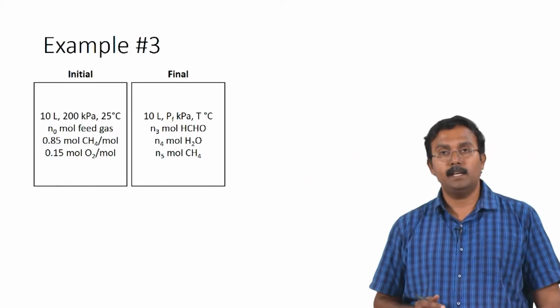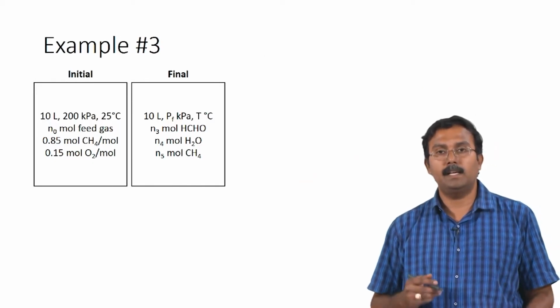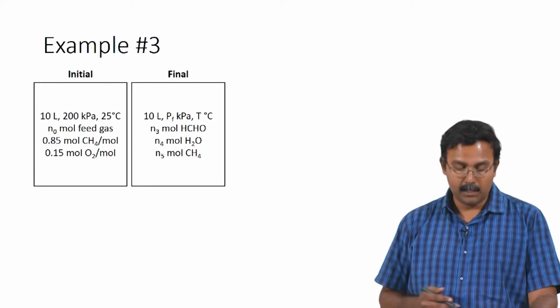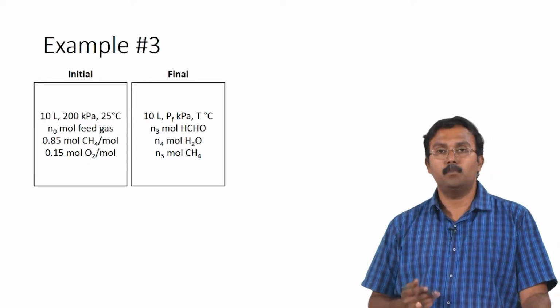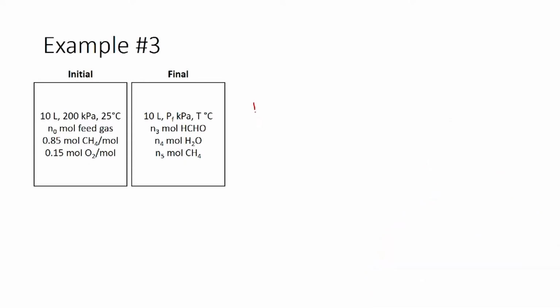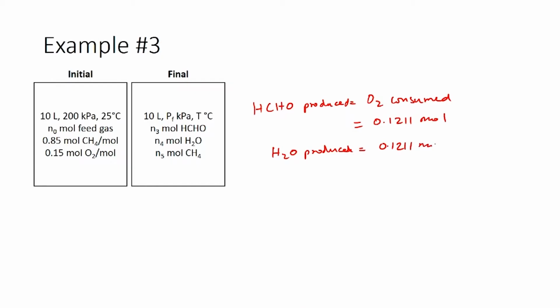We also need to identify the number of moles of formaldehyde and water which is present. Based on the stoichiometry, for every mole of oxygen consumed, 1 mole of formaldehyde and 1 mole of water is produced. So, you can calculate formaldehyde produced would be equal to oxygen consumed, and this would be 0.1211 moles. Similarly, water produced would also be equal to 0.1211 moles.